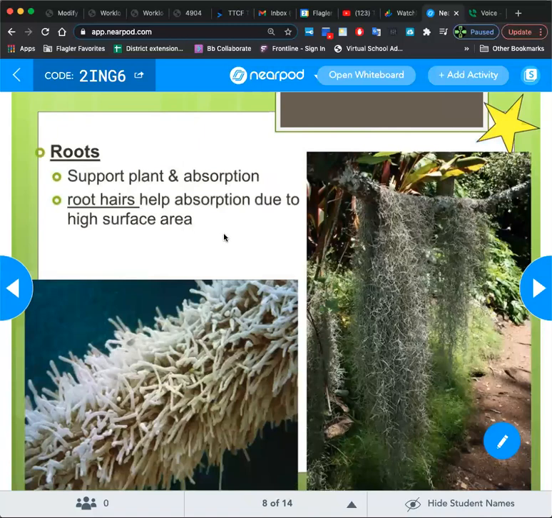All right, roots, pretty self-explanatory. They provide support, and they absorb water and nutrients. Roots also have little root hairs, and the whole point of root hairs is that they help the root be really efficient at absorbing water. It's going to have a super high surface area.